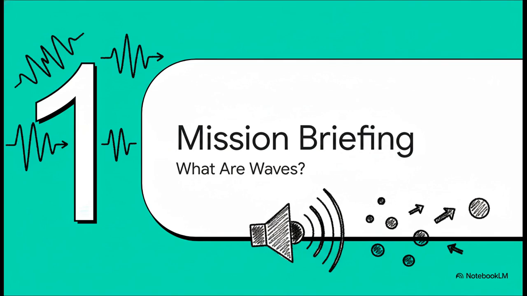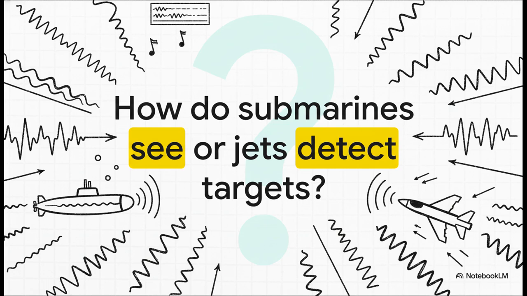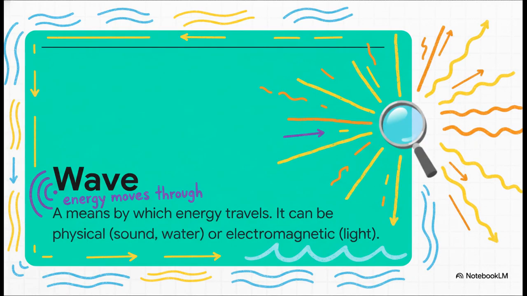Okay, let's jump right into our first section, the mission briefing. We're going to start with a really fundamental but super important question. What exactly is a wave? I mean, think about it for a second. How does a submarine deep underwater in total darkness see what's around it? Or how does a fighter jet detect a target that's miles and miles away? Well, the answer to both, it all comes down to the physics of waves. At its absolute simplest, a wave is just a way for energy to get from point A to point B.